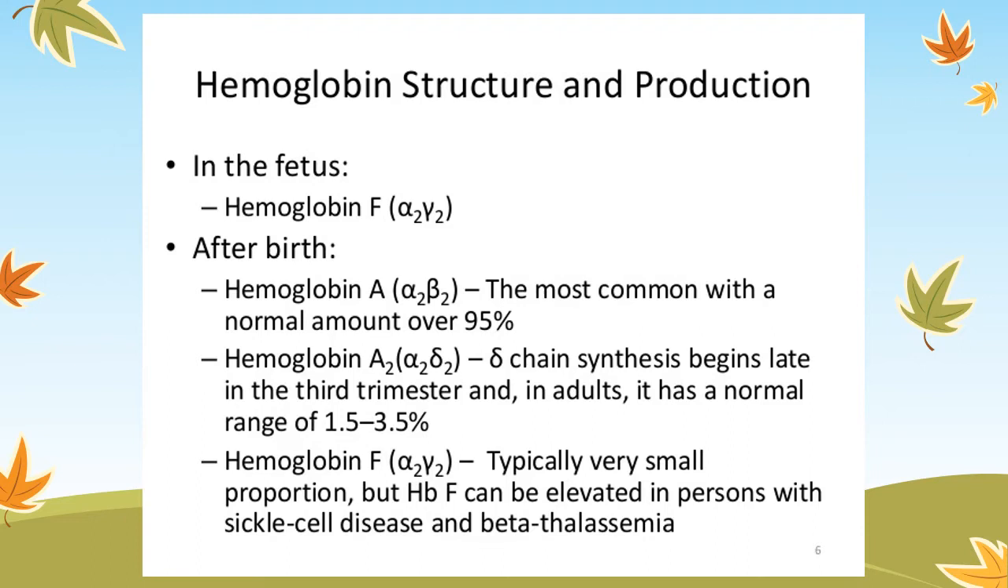But in adults, you're not supposed to have hemoglobin F anymore, and you only have it if you have sickle cell disease or beta thalassemia, which is not normal, right?